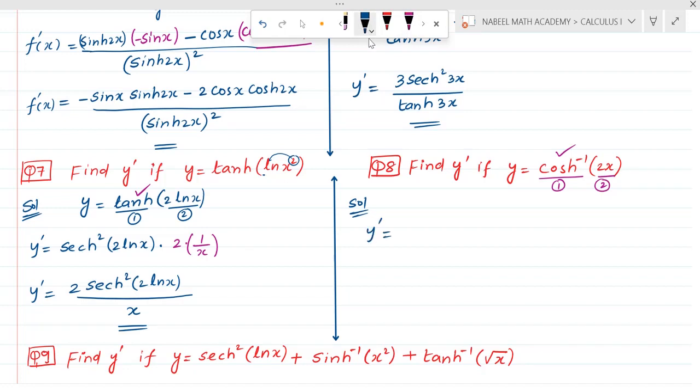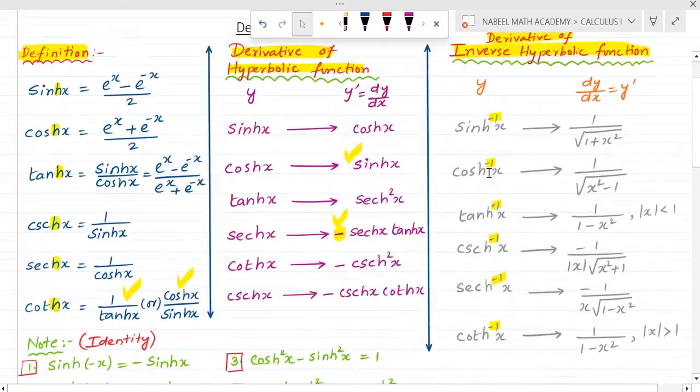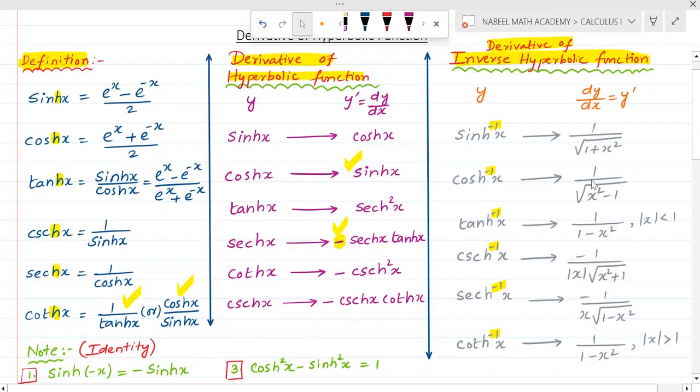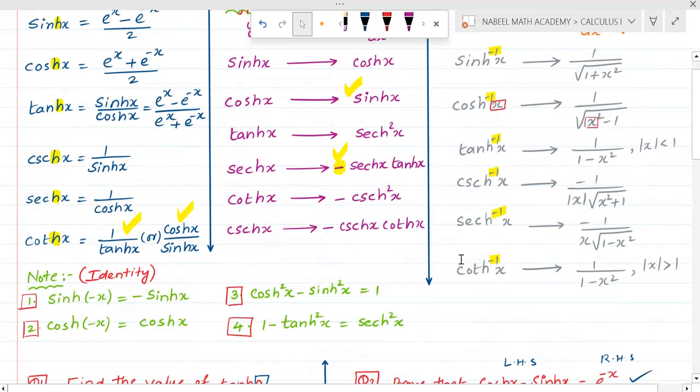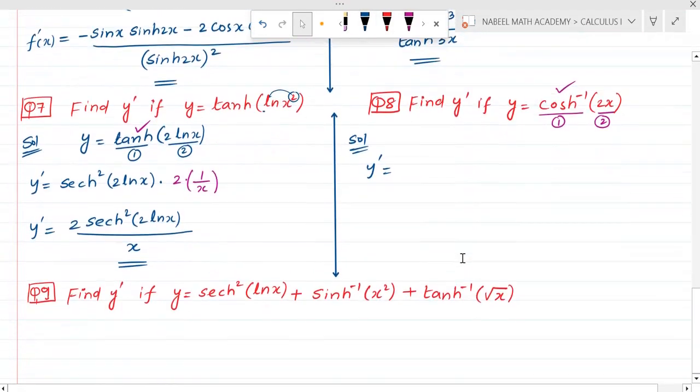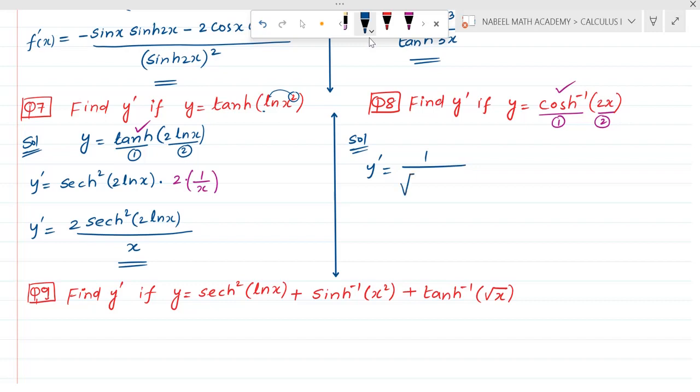y prime is equal to, as we know, the derivative of cosh inverse, from the above, 1 over square root of x squared minus 1. See the difference: when you have an x here, I have to make it squared. So let us try the same thing, but here x is 2x. Therefore, the value will be 1 over square root of (2x) squared minus 1.